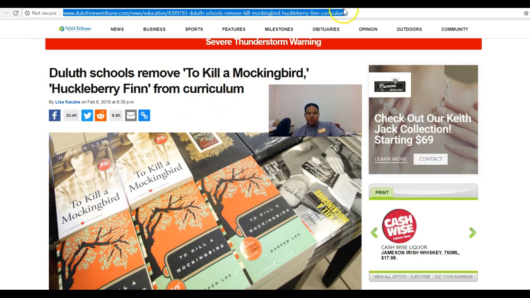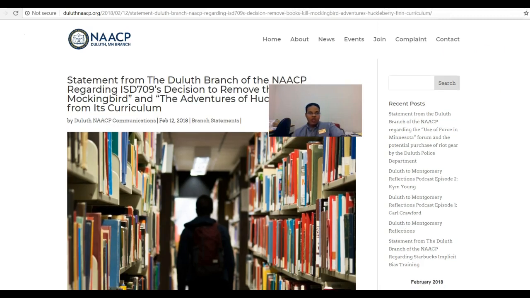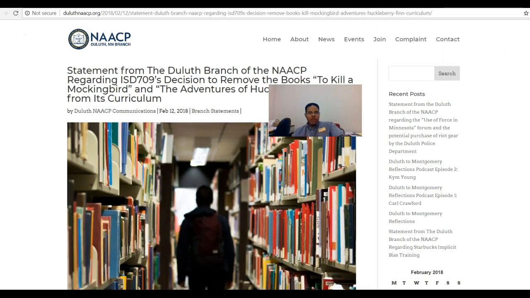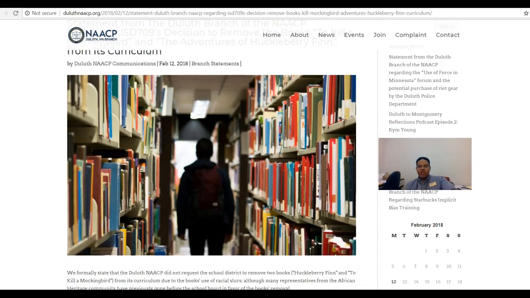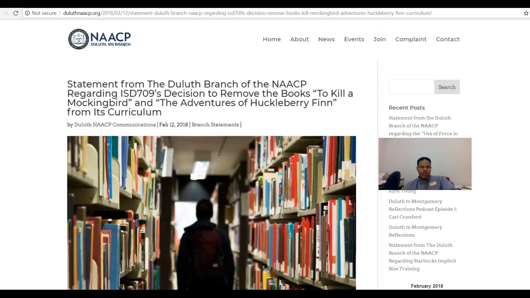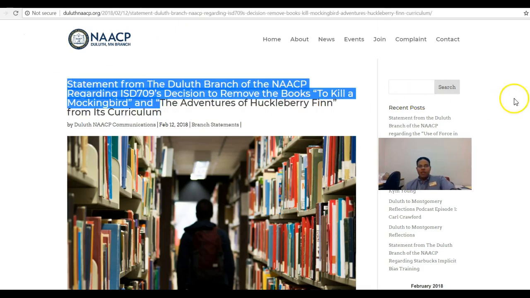I do want to just very quickly, before I close this out, I am going over my 15 minutes, I apologize, but there was some confusion in the covering of this whole thing. So the Duluth branch of the NAACP, which was originally credited for spearheading this movement to get To Kill a Mockingbird and The Adventures of Huck Finn to not be required readings in Duluth, they have released a statement, and you can find that here. That's the hyperlink there, or you can Google this headline here.